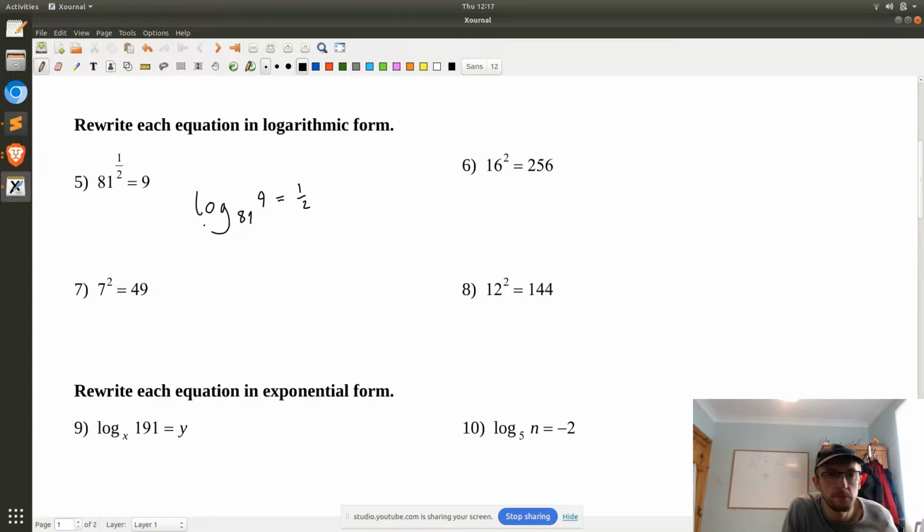So this can be read aloud mentally as, to what power must I raise 81 in order to get 9? And the answer is 1/2. But mentally I can sort of just swap these two around and then just stick the word log in front, without any sort of understanding of what's going on.